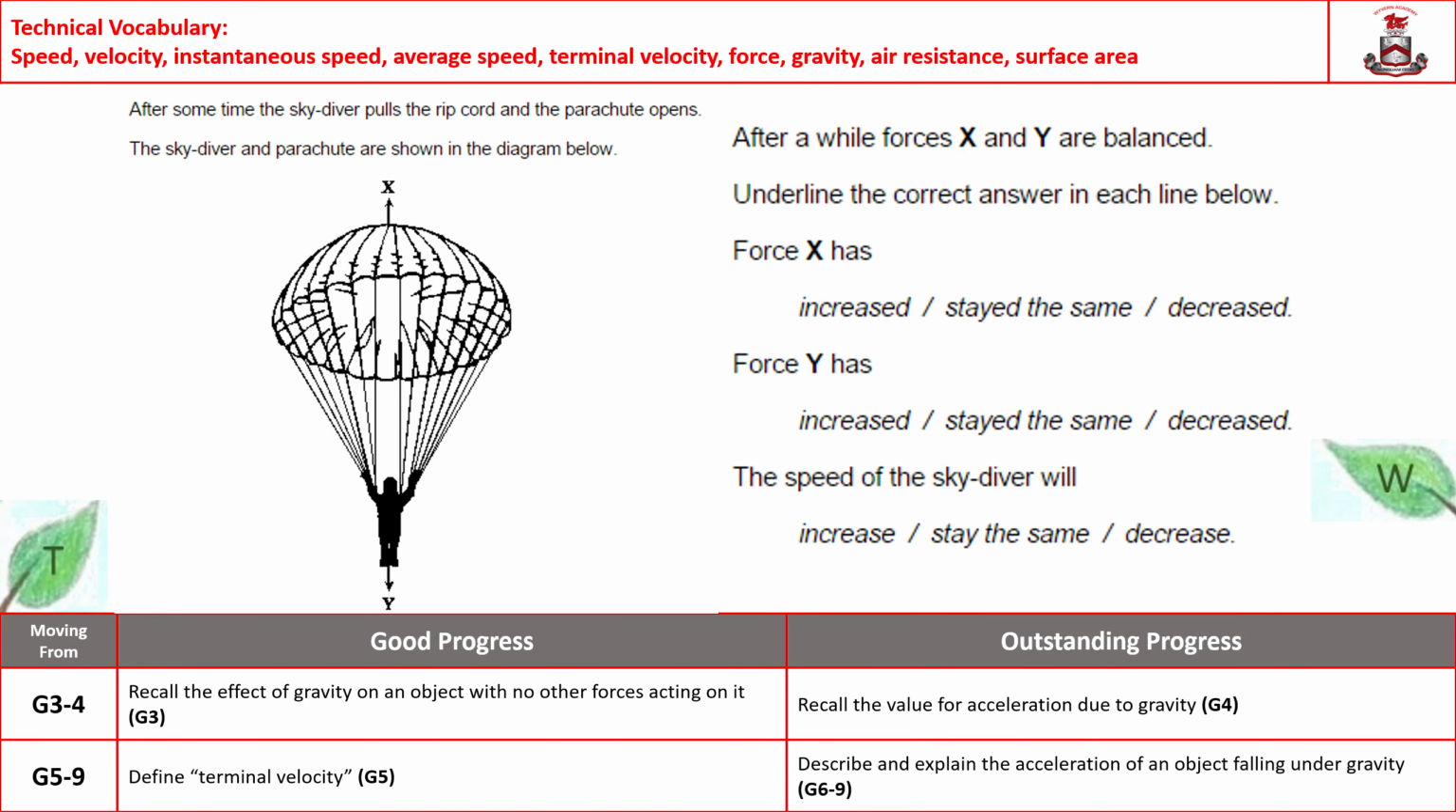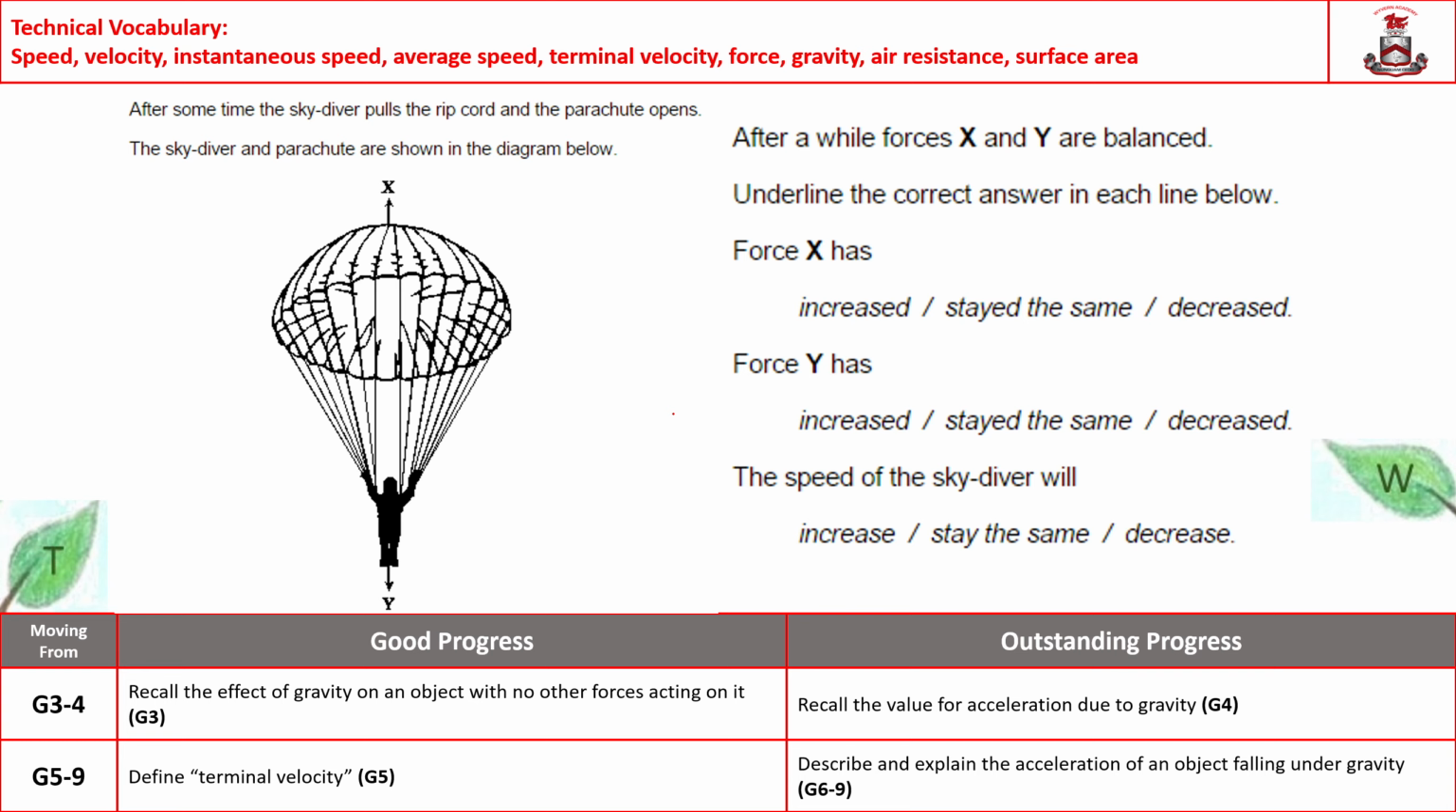Now, after some time, the skydiver pulls the ripcord and the parachute opens. The skydiver and the parachute are shown in the diagram below. After a while, forces X and Y are balanced. Underline the correct answer in each line below. Okay. After a while, forces X and Y are balanced.